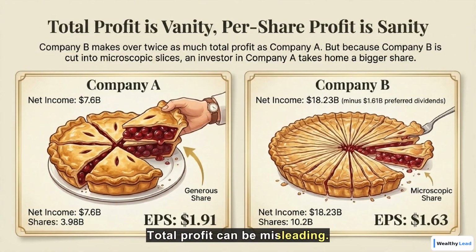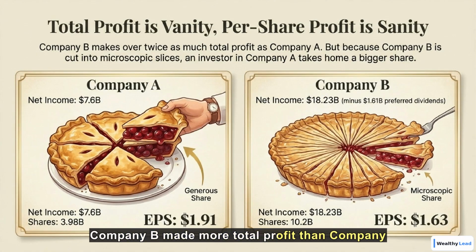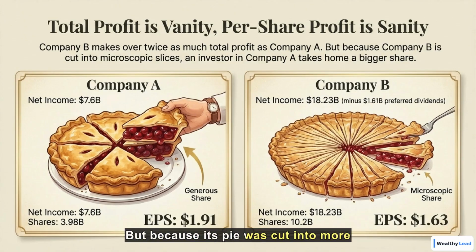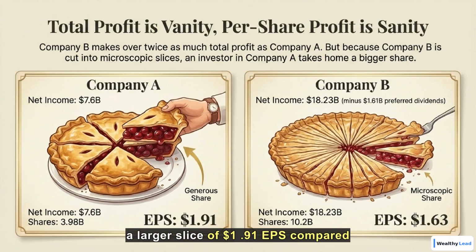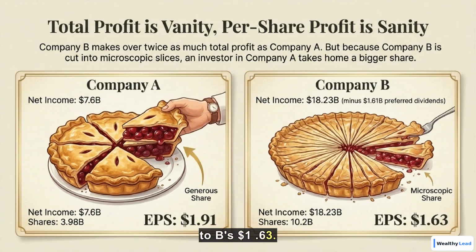Total profit can be misleading. Company B made more total profit than Company A, but because its pie was cut into more microscopic shares, Company A's investors received a larger slice of $1.91 EPS compared to B's $1.63.